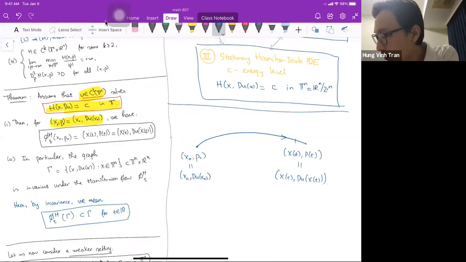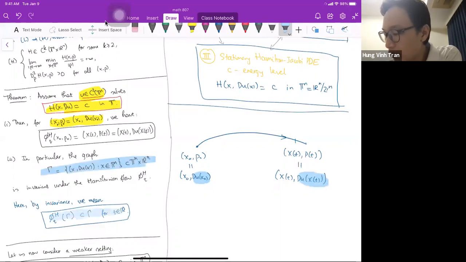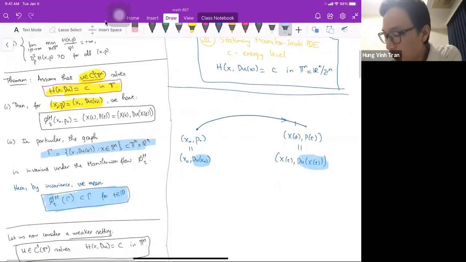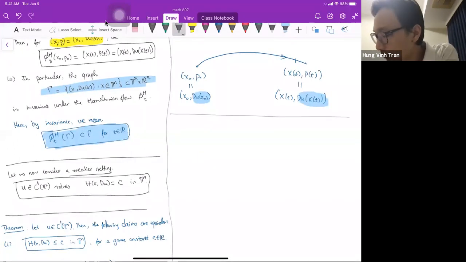That's pretty cool because it tells us that Du preserves the structure of the generalized momentum p, and in particular the graph of the gradient is invariant under the Hamiltonian flow. That was our main theorem last time. The proof is not too complicated, but it's really beautiful and worthwhile remembering. And for today, we want to discuss further, at least from the theoretical viewpoint.